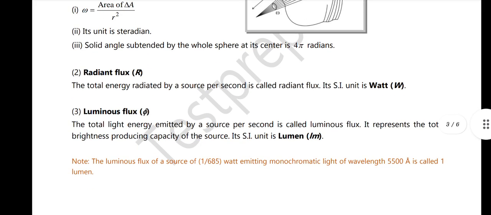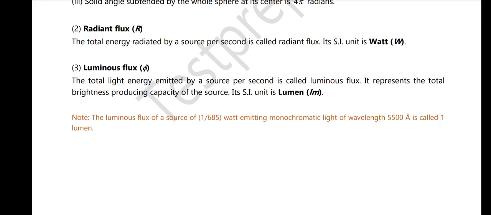Next is radiant flux. The total energy radiated by a source per second is called radiant flux. How much energy we get from the source per second is known as the radiant flux. Its SI unit is watt.